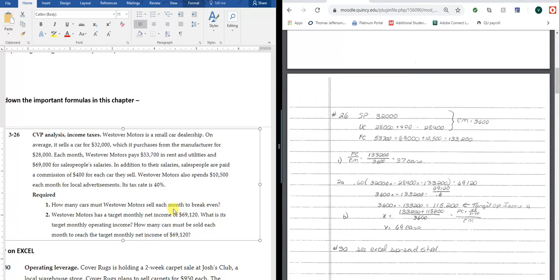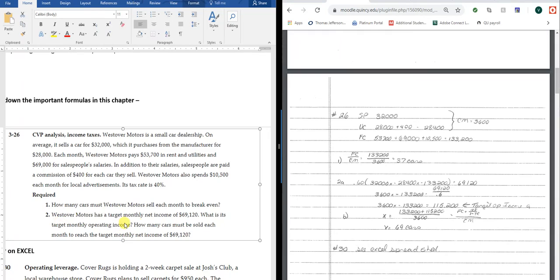The first thing asked for is break even. Notice I've taken the shortcut approach for break even, which is fixed cost divided by contribution margin. I could also do selling price times X minus variable cost times X minus fixed cost equals operating income, and operating income at break even is 0. But with the shortcut, fixed cost divided by contribution margin, I have 37 cars.